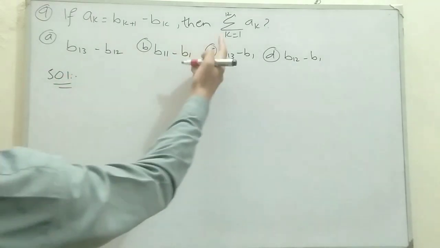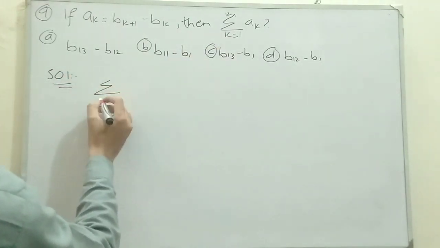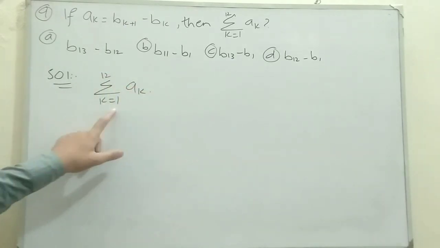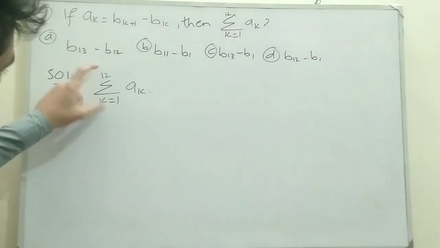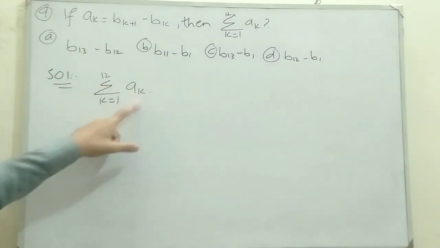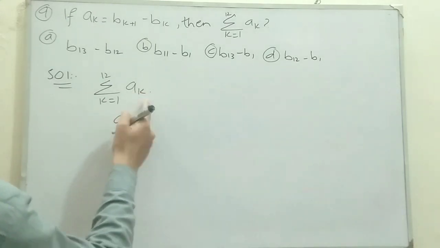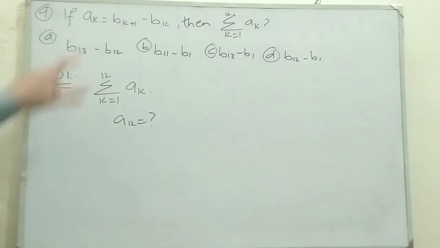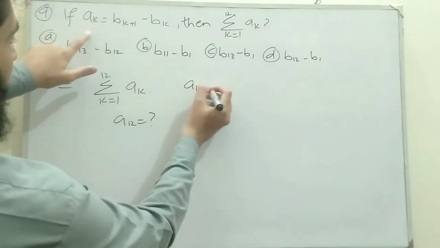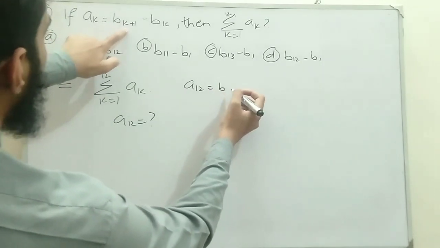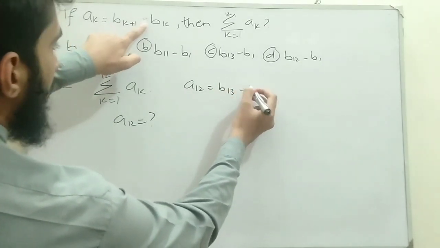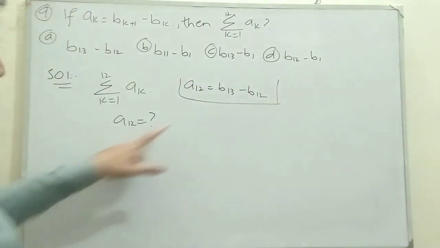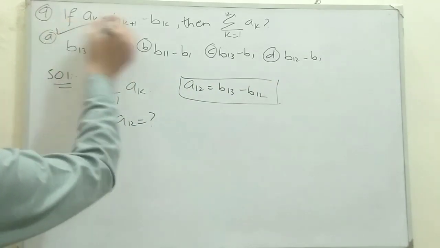Taking the given, we are going to find the summation from k is equal to 1 to 12 of a_k. From k is equal to 1 to 12 means that we will put the values up to 12. So 12 is the last term, so we will put the last term over here. It means that k is 12, so we are going to find the value of a_12. So put 12 over here, so it becomes a_12 is equal to b of k is 12, so 12 plus 1 gives us 13, minus b of k is 12. So the value of a_12 which we are going to find is equal to b_13 minus b_12. So the correct option is option number A.